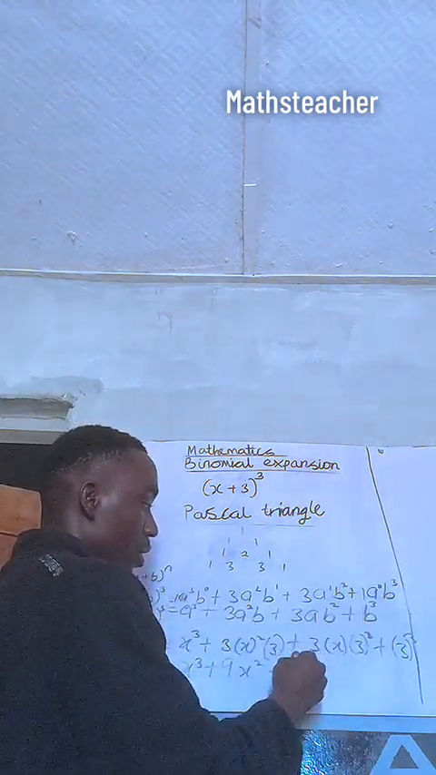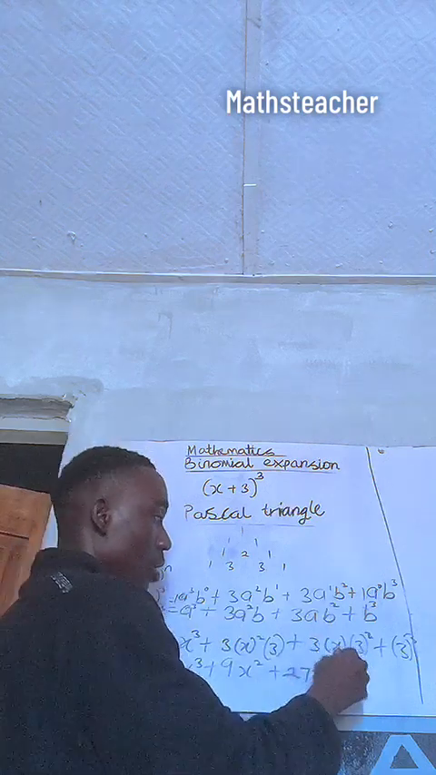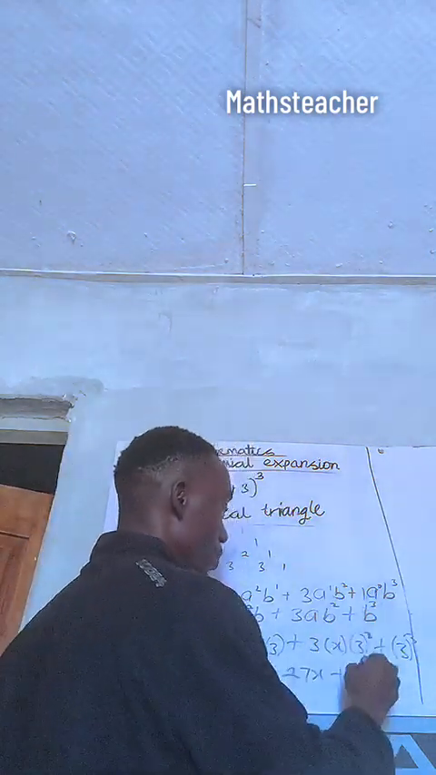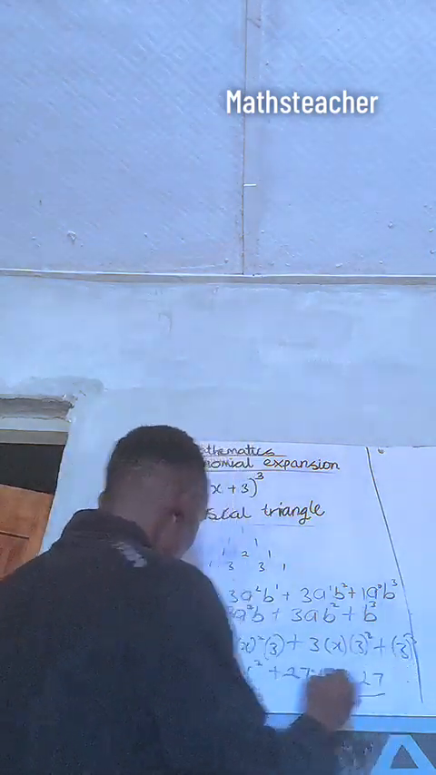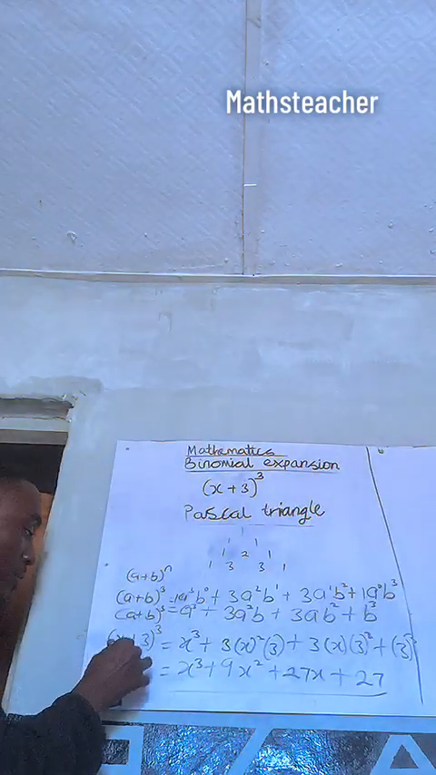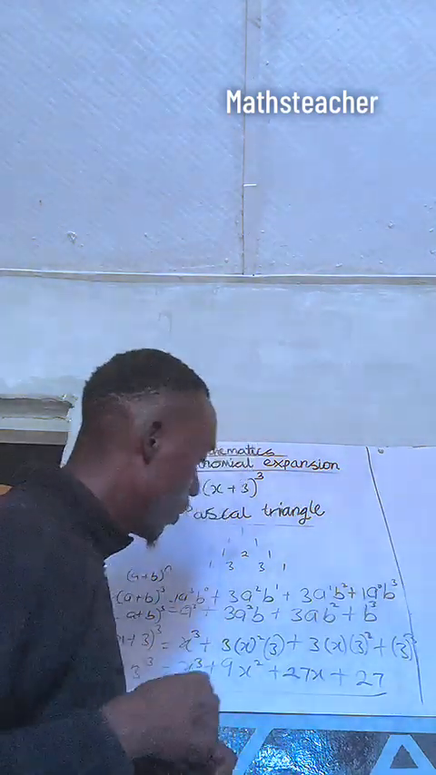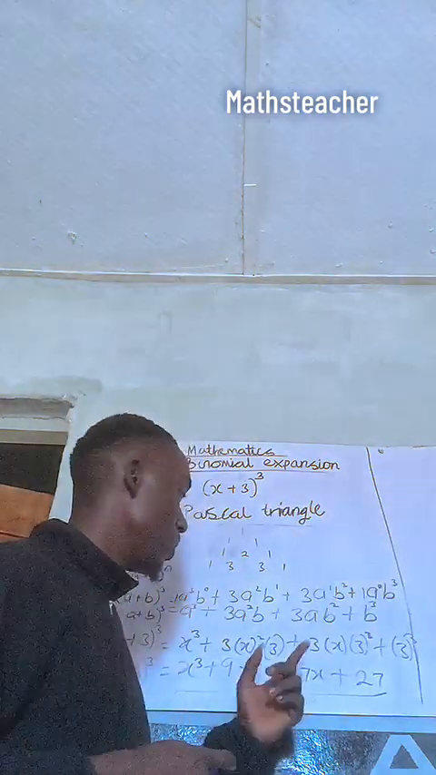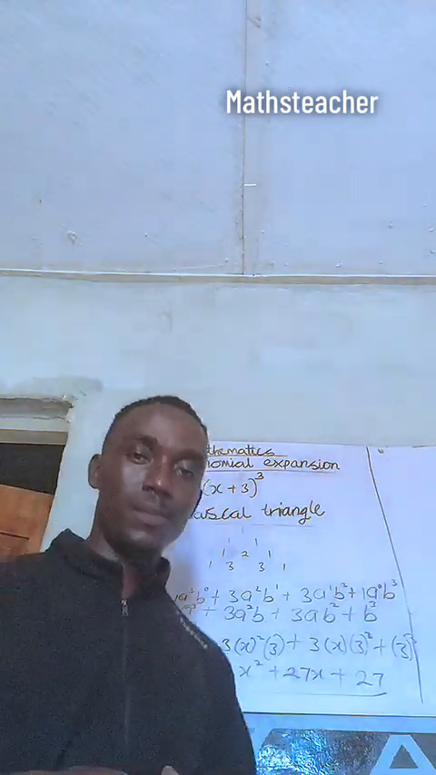9 times 3 is what? 27, x. Plus what? 3 raised to power 3 is 27. And this happens to be our final answer. So the expansion of (x + 3) raised to power 3 gives you x cubed plus 9x squared plus 27x plus 27.